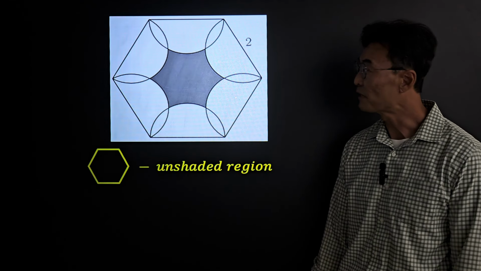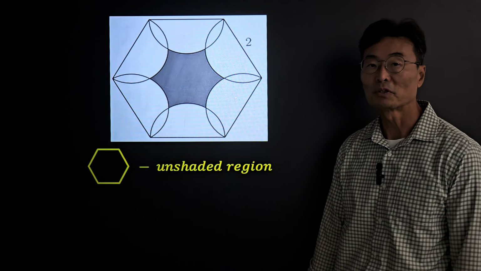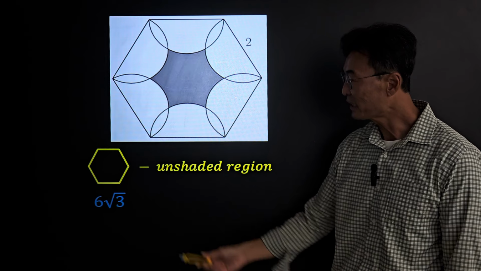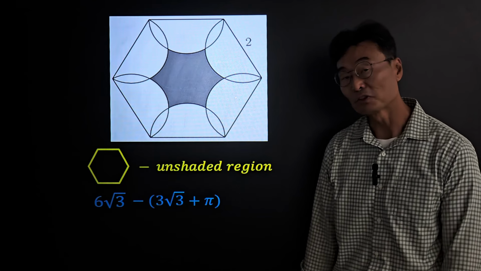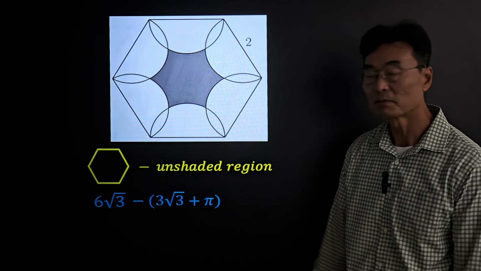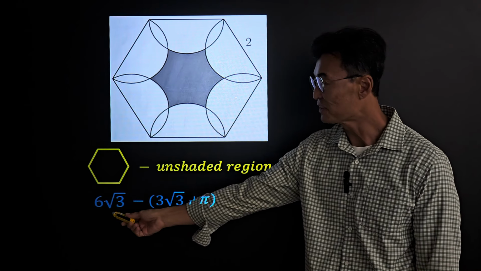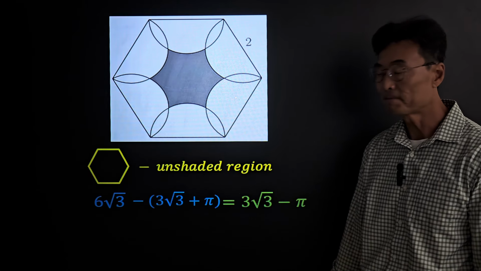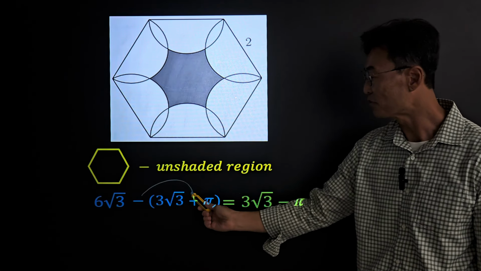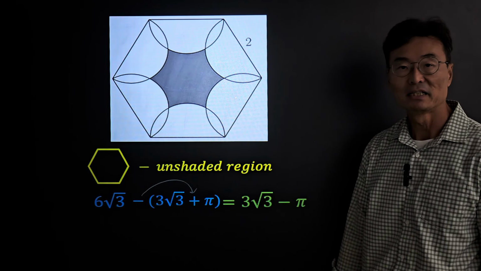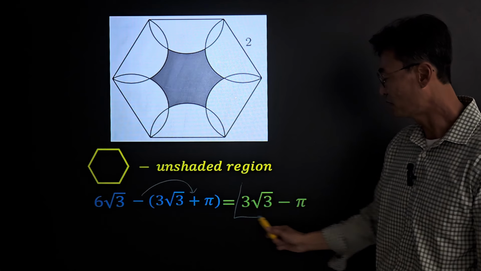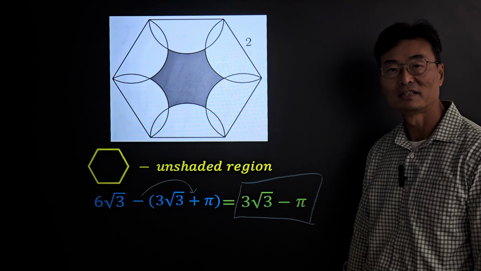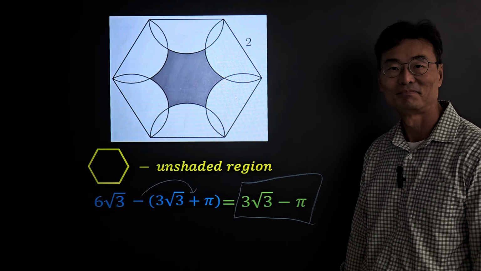Now then finally, to find the area of this shaded region, we want to get the area of the hexagon, which was 6 root 3, and take away the unshaded region that we just found, which was 3 root 3 plus pi, where if you go 6 root 3 minus 3 root 3, we end up getting the 3 root 3. And because the negative applies to a positive here, we end up getting that negative pi, where the final answer of that shaded region is going to be 3 root 3 minus pi.